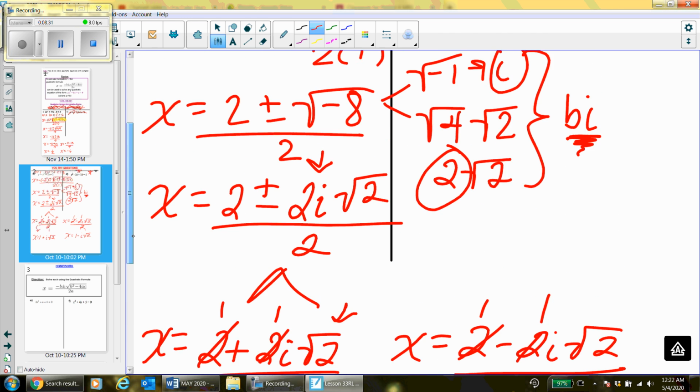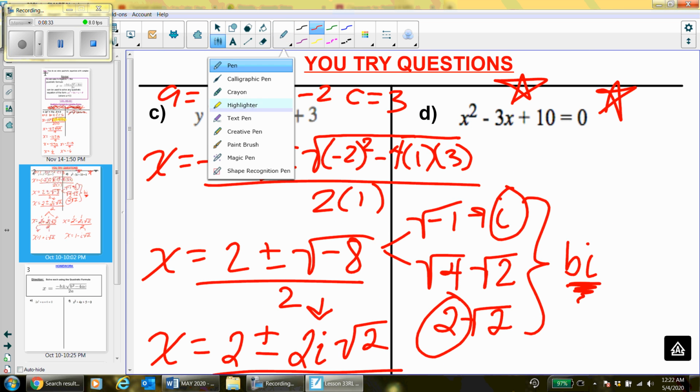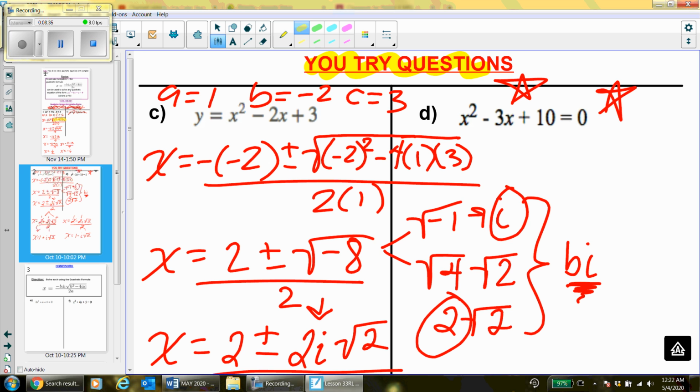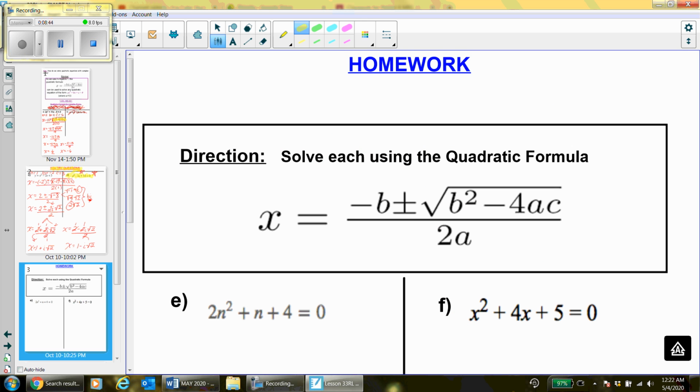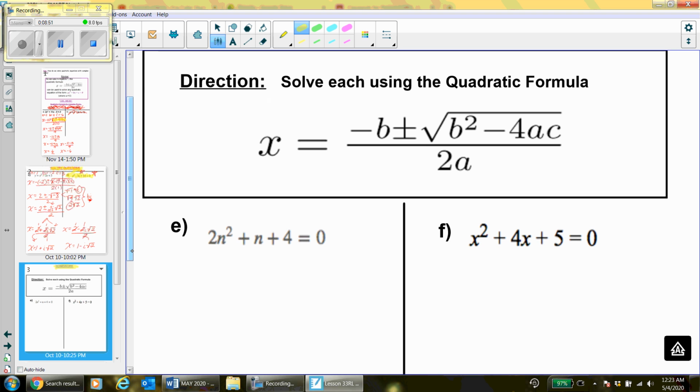So you only have one U-try question to do, which is in question D. It's going to be very similar to C. And then here is your homework. Your homework for tonight, Tuesday. These will be quadratic equations with complex roots using this formula, the same thing we did in the previous slides. Awesome.